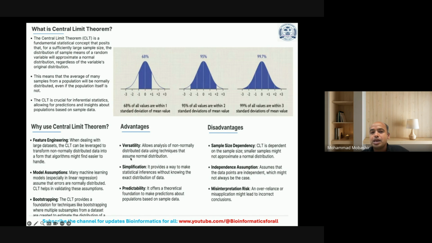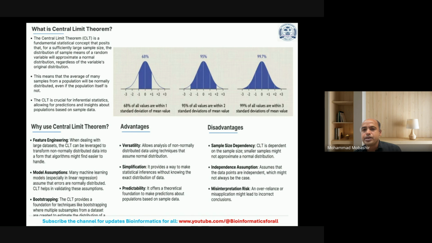The advantages are that it allows analysis of non-normally distributed data using techniques that assume normal distribution. It helps in simplification, which means it provides a way to make statistical inferences without knowing the exact distribution of data. It also helps in predictability, that is, it offers a theoretical foundation to make predictions about populations based on sample data.